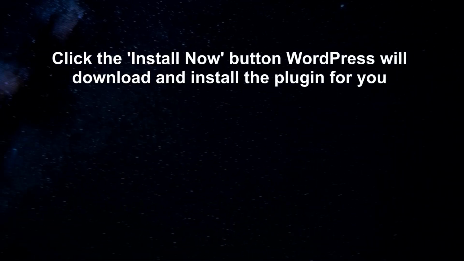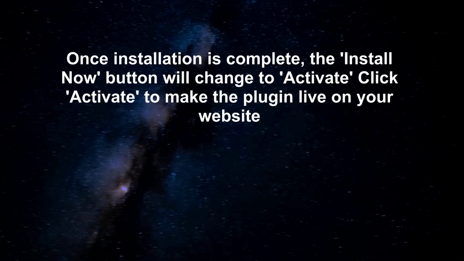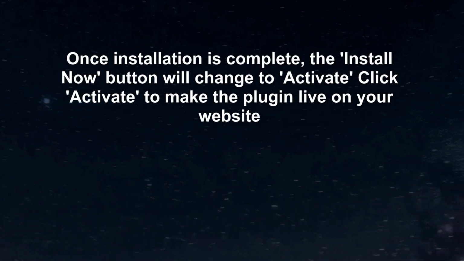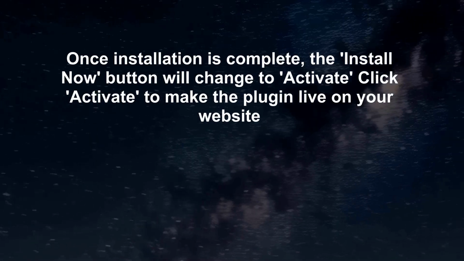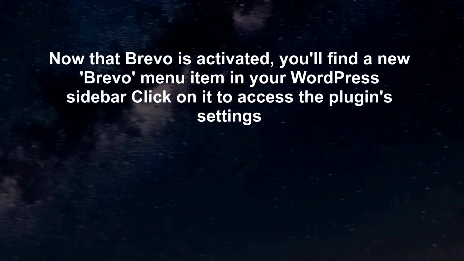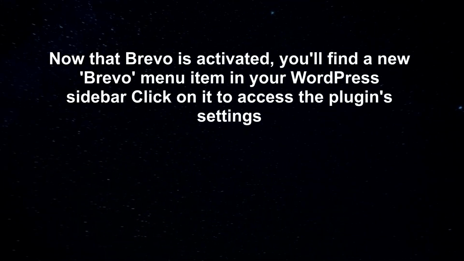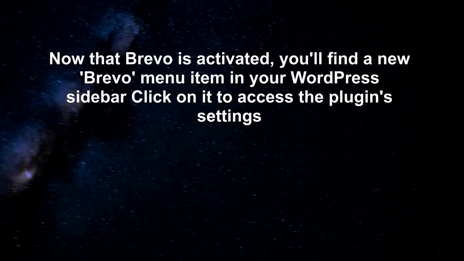WordPress will download and install the plugin for you. Once installation is complete, the Install Now button will change to Activate. Click Activate to make the plugin live on your website. Now that Brevo is activated, you'll find a new Brevo menu item in your WordPress sidebar. Click on it to access the plugin settings.